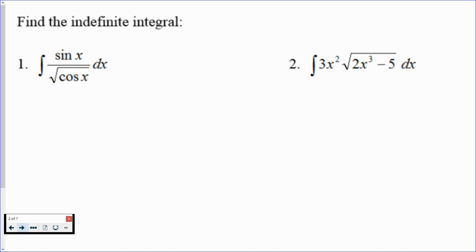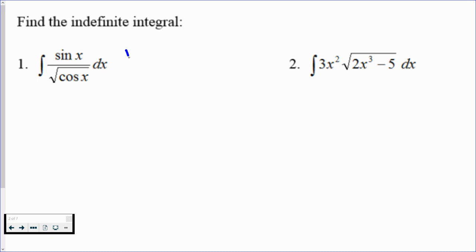Also, it's a clue when we can't take the integral, when you look at it and say, I don't have a rule for this problem. So, for example, number 1 here, we do not have a rule for this type of problem. We have sine of x over square root of cosine of x. So we want to take the integral of this function.